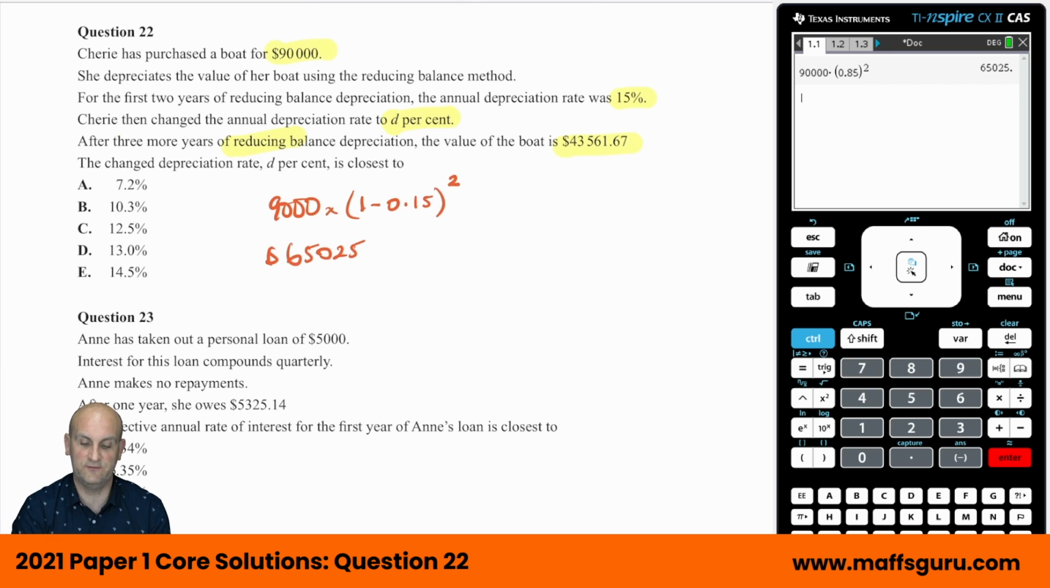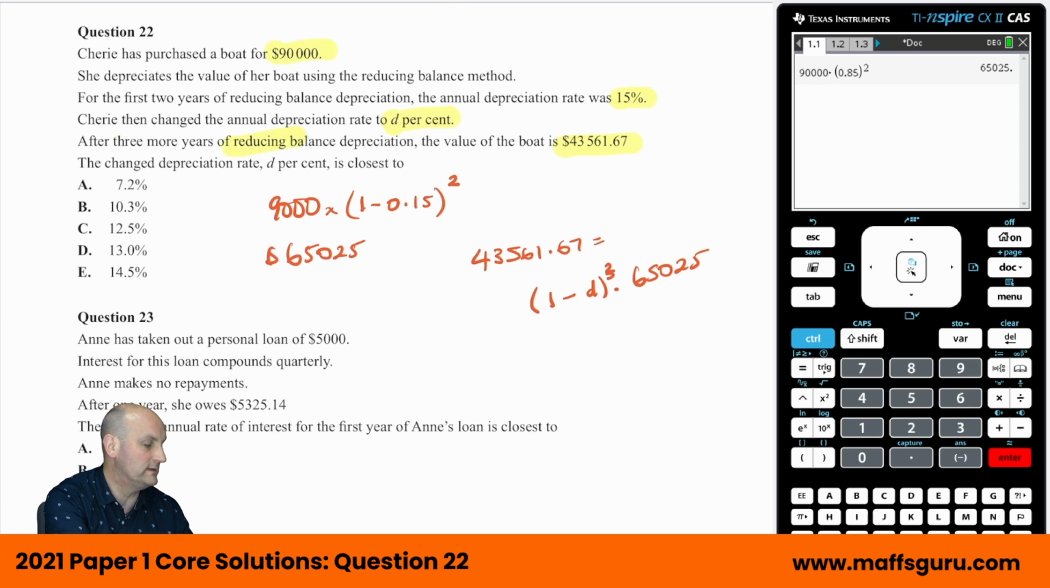She's now changing the value for 3 years. So I now know that at the end of that, she's going to be $43,561.67. That's going to be equal to, now in this situation, 1 minus D, cubed, because it's for 3 years, times the original amount of 65025. How do we do this? I can basically just put it in my CAS calculator. I'm going to do solve.